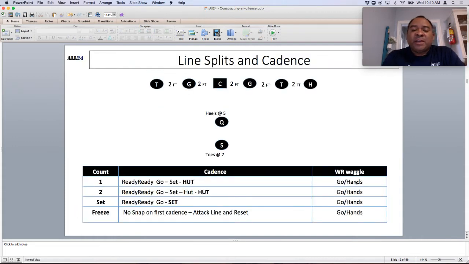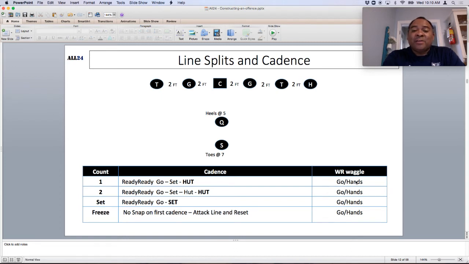So line splits and cadence. This is interesting because different offenses have different philosophies on how far or wide apart their offensive line are. There are no wrong answers, and in some NCAA programs, particularly a few years ago, you used to see these wide splits, really putting stress on the defense. But of course, there's challenges when they're so wide. You have to be able to block defenders in space, and your offense has to be designed to take advantage of those wide splits. I've also seen really tight splits. We're talking 1 foot or even less.